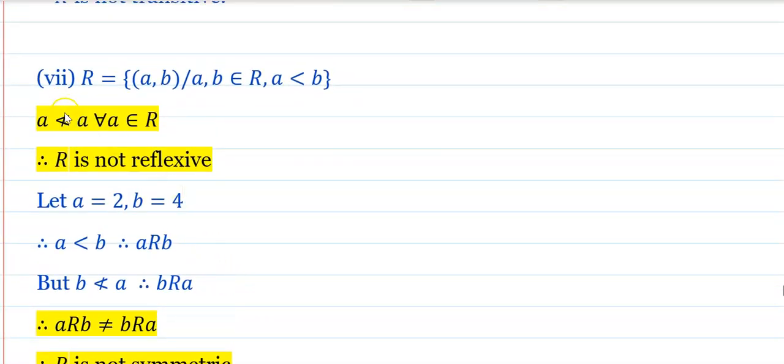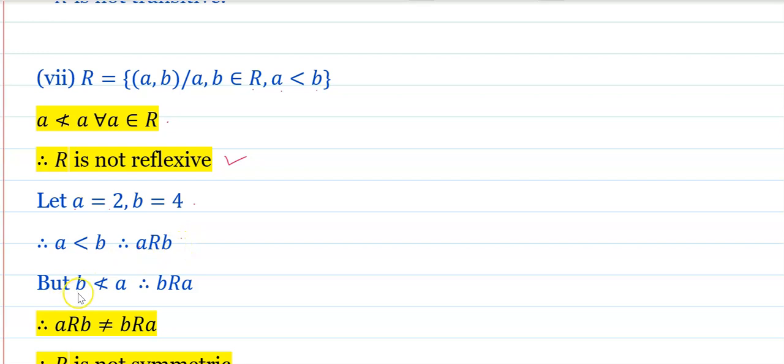Next is the seventh one. This is R, (A, B) such that A, B belong to the set of real numbers and A is less than B. First, if I take the number A, every number is not less than itself, for every A belonging to the set of real numbers. Therefore, R is not reflexive. Next, if I take A equals 2, B equals 4, then it's clear that A is less than B. Then the relation A R B holds.